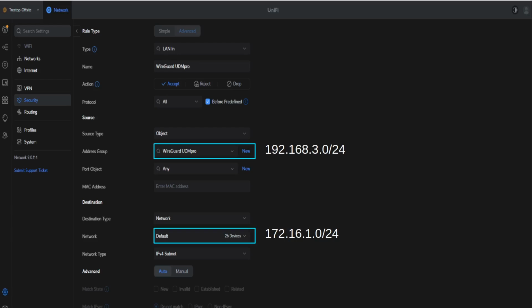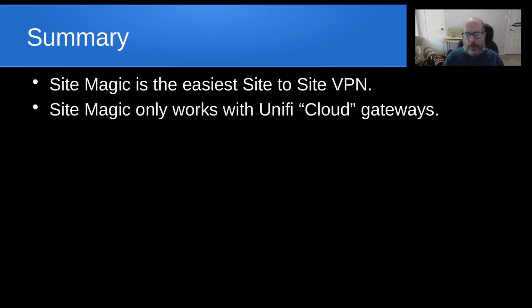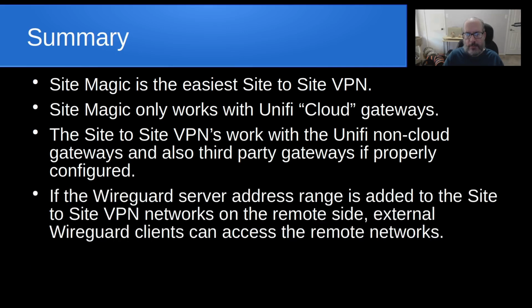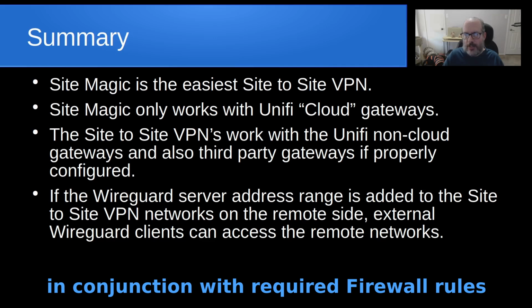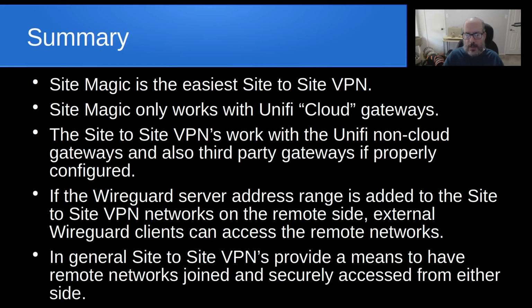So in summary, Site Magic is the easiest site-to-site VPN, but Site Magic only works with Unifi Cloud Gateways. And the site-to-site VPNs work with the Unifi Non-Cloud Gateways and also with third-party gateways if properly configured. And if the WireGuard server address range is added to the site-to-site VPN networks on the remote side, external WireGuard clients can access those remote networks. And in general, site-to-site VPNs provide a means to have remote networks joined and securely accessed from either side.